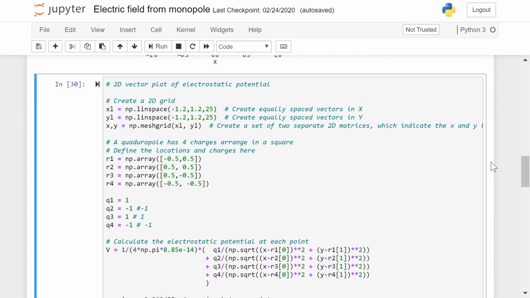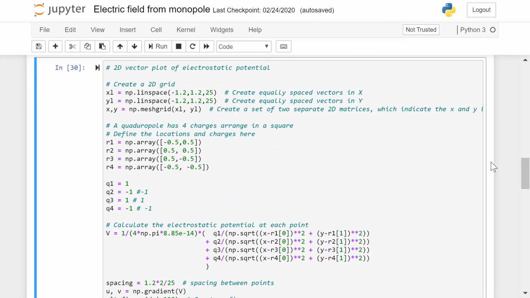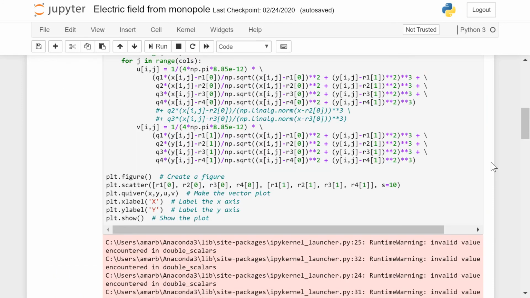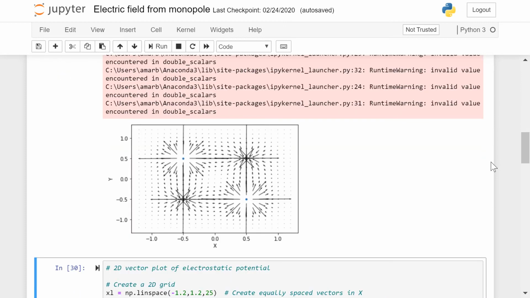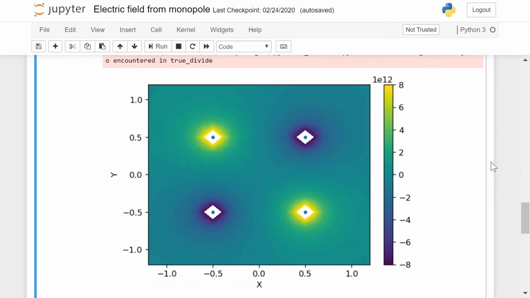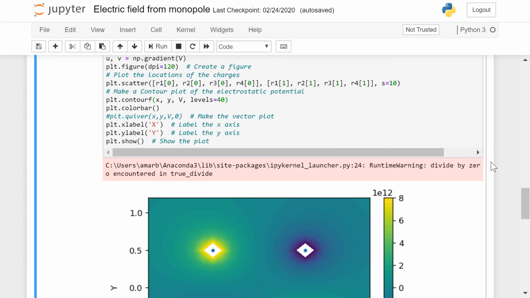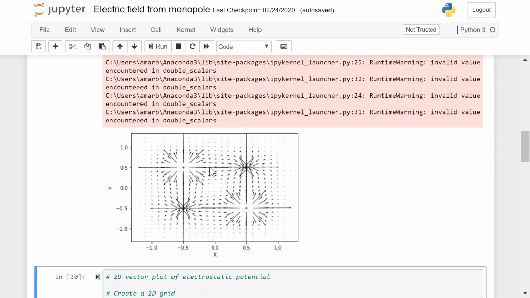I'm not going over how we did this previous plot because that was in the previous lecture. I'm going to go through step by step how you create an electrostatic potential plot like what you see here. So same situation as what we had before. We have what's called a quadrupole: positive charge, positive charge, and negative charge arranged in a grid like this.